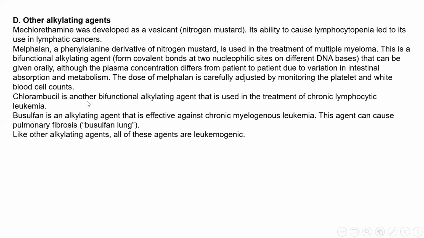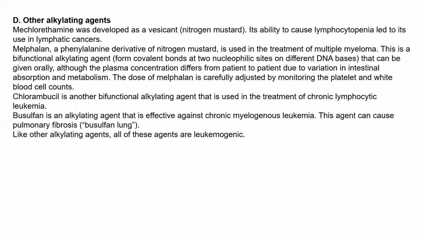Then we have chlorambucil, and chlorambucil is also another bifunctional alkylating agent and is now used to treat chronic lymphocytic leukemia. Then finally we have busulfan, an alkylating agent now used to treat chronic myelogenous leukemia, and this drug causes a common side effect, pulmonary fibrosis, or it is called busulfan lung. And then finally, all these alkylating agents have the ability to induce leukemia, so they are all leukemogenic agents.